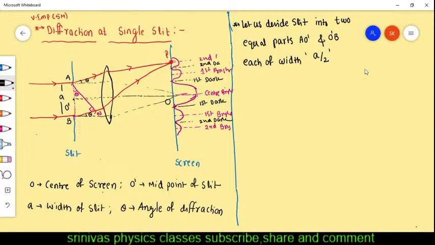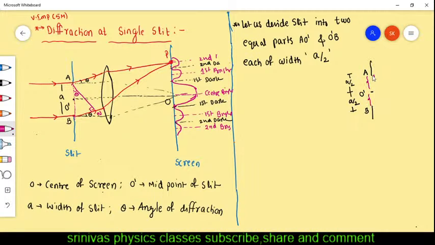What I am saying is that I have to divide the slit into two equal parts. This is the slit AB, and here you take the midpoint as O dash. Now this width is a by 2 and this width is a by 2, because the complete distance A to B is a, the width of the slit. We divide it into half. A O dash is one part and O dash B is the other part.